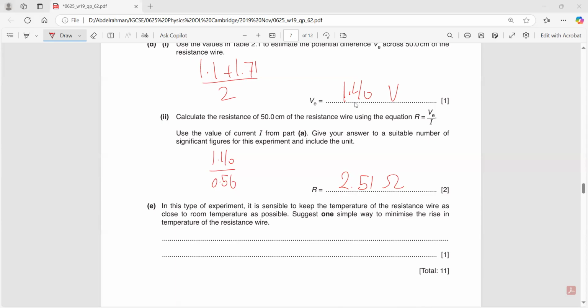Or someone could say you can lower the current. Yeah, you could do that, but it's more sensible to just switch off the current. Switch off the current or the circuit between each reading.